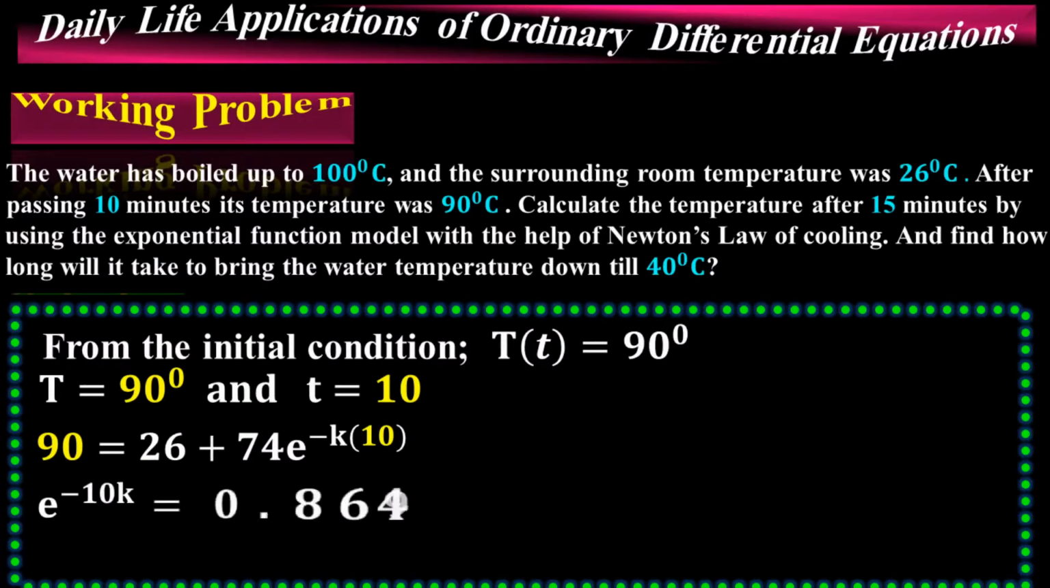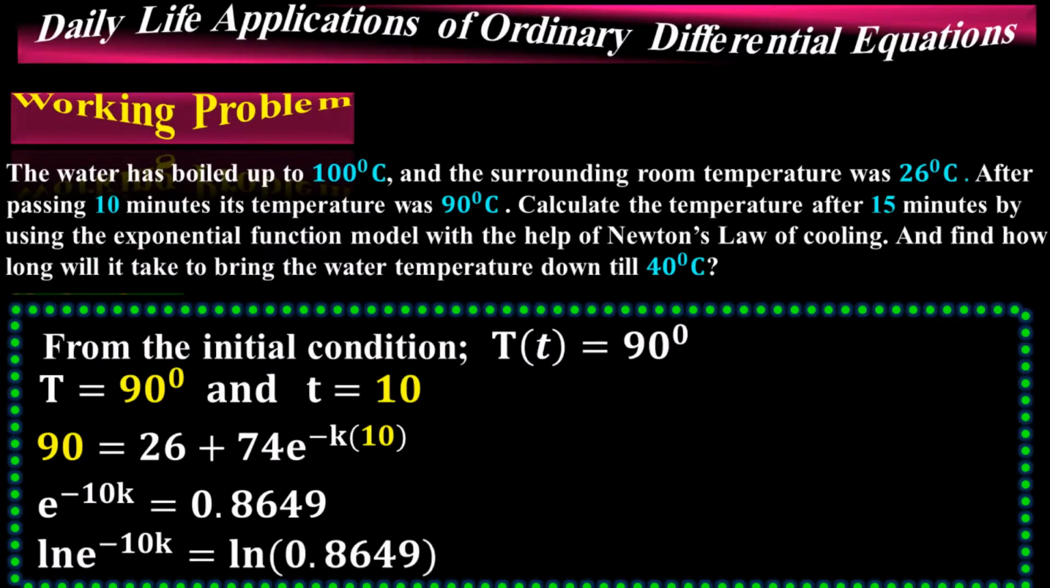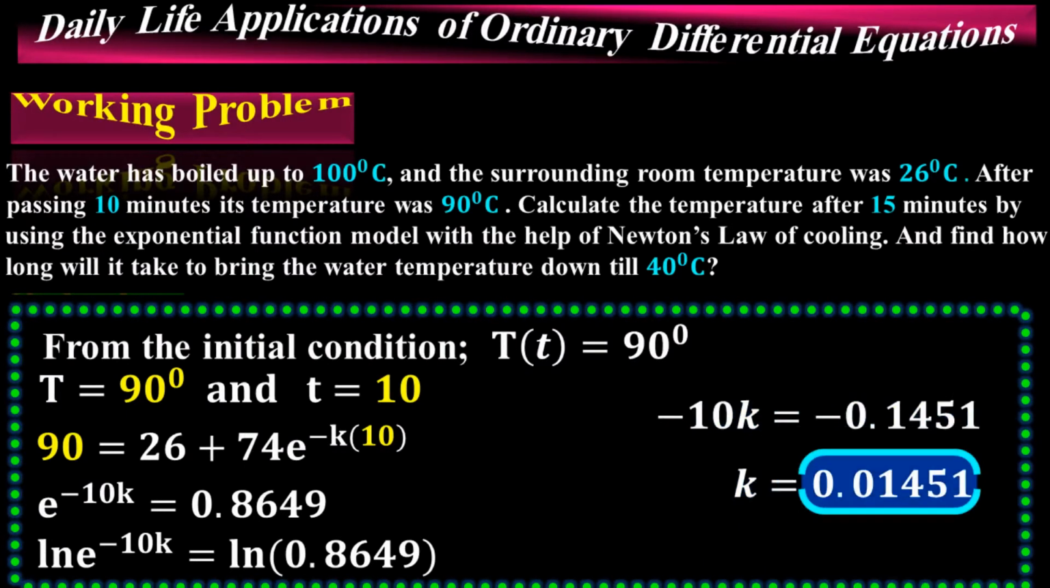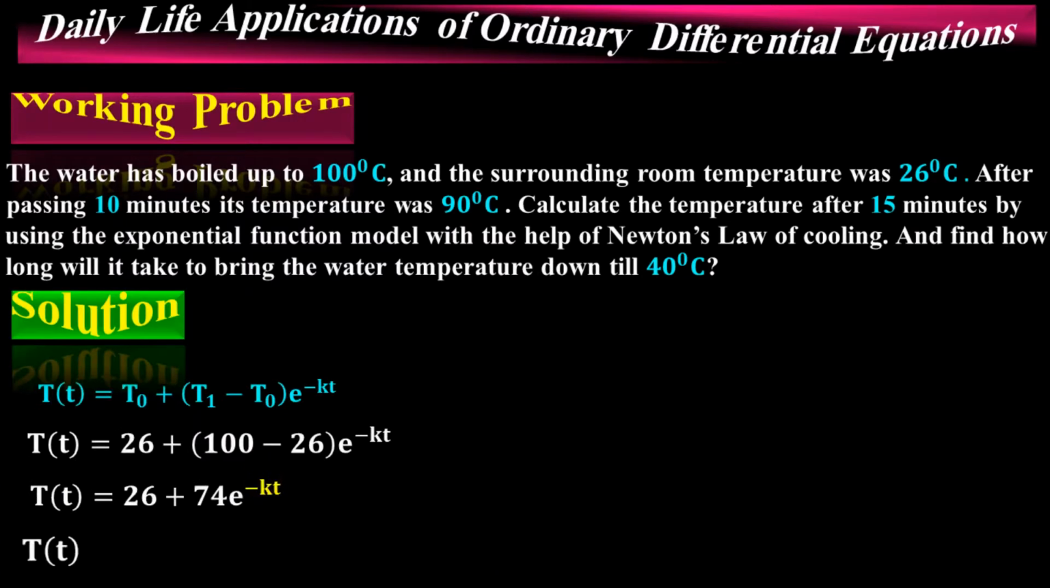Simplify the equation to have e to the minus 10k equals 0.8649. Take natural log on both sides, where natural log will cancel with the e, and I am left with minus 10k equals minus 0.1451. Rearrange the equation to have k equals 0.01451. This is the value of k. Just put the value of k here.